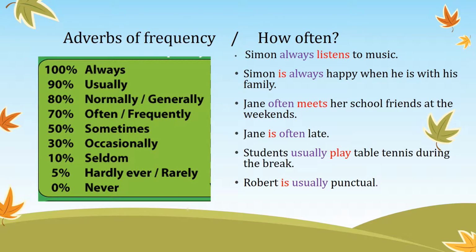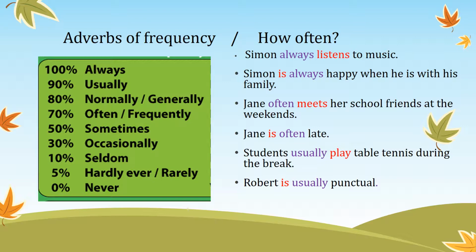We use present simple with adverbs of frequency. Those frequency adverbs are used to answer how often a situation happens. Always, usually, normally, generally, often, frequently, sometimes, occasionally, seldom, hardly ever, rarely, and never are those frequency adverbs. The adverbs are usually placed in between the subject and the verb.